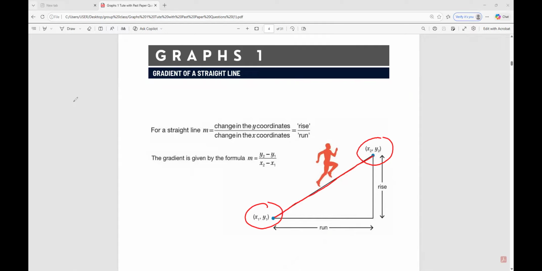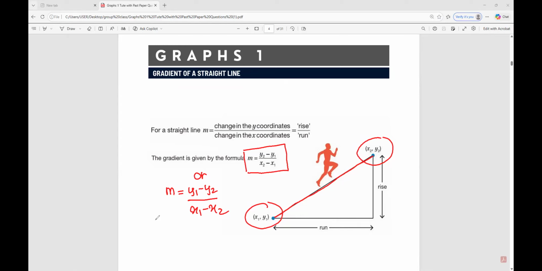Change in y coordinates divided by change in x coordinates. Or we call it difference in y coordinates divided by difference in x coordinates. So usually we write it this way: y2 minus y1 over x2 minus x1. But this is also correct: y1 minus y2 over x1 minus x2. We will get the same answer with the sign, positive gradient or negative gradient. If we get a positive answer, it has a positive gradient. If it is with a negative sign, it has a negative gradient.